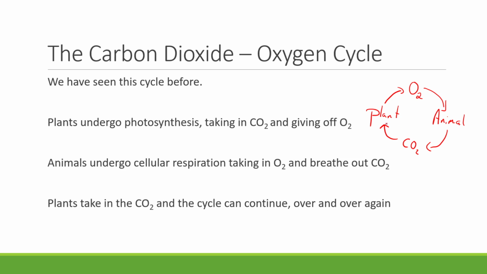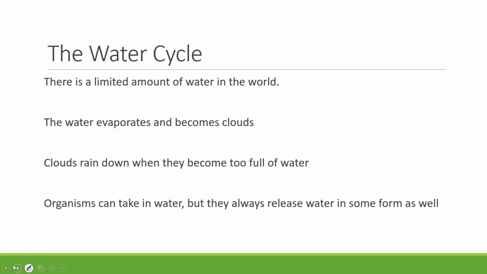In addition to our gas cycle, right, our oxygen and CO2 being recycled around, we have the water cycle. The water cycle is interesting because there's a limited amount of water in the world. All the water that exists is all we've got. We can't really make any more, and we don't really destroy any water. It really cycles around the environment. Right, we have liquid water. So that's our ponds, our oceans, our lakes, our puddles. They evaporate to form clouds.